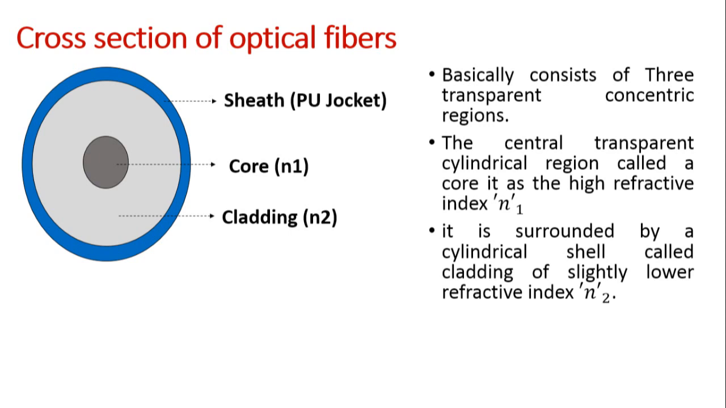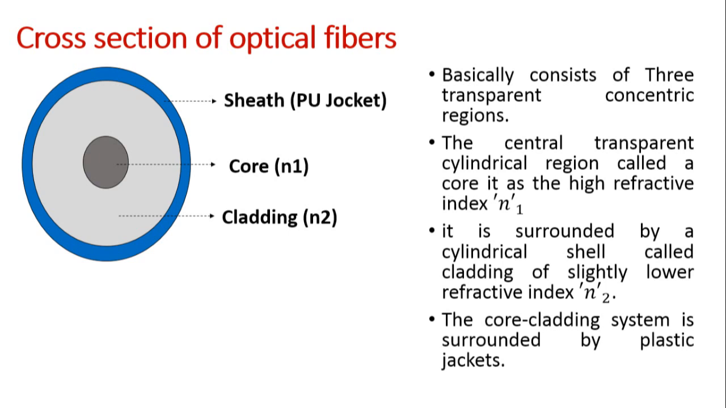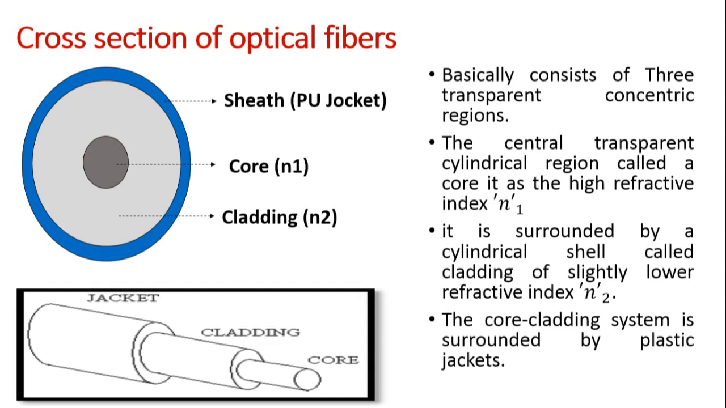Sheath is a protecting layer. So next is a vertical cross section view, that is the jacket. Jacket means polyurethane jacket, and the cladding and core, the centralmost regions. These are the different regions we can identify in the fibers.